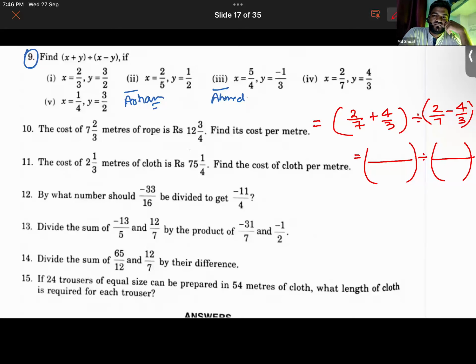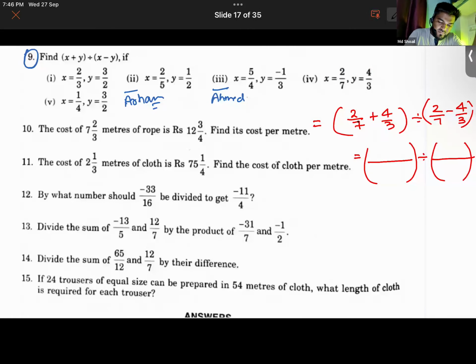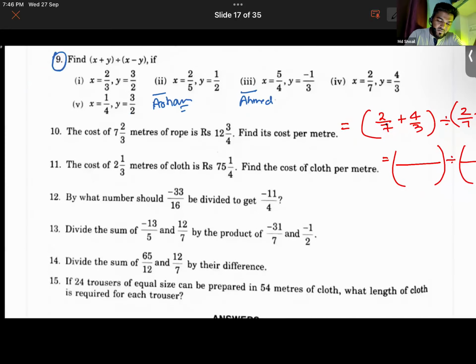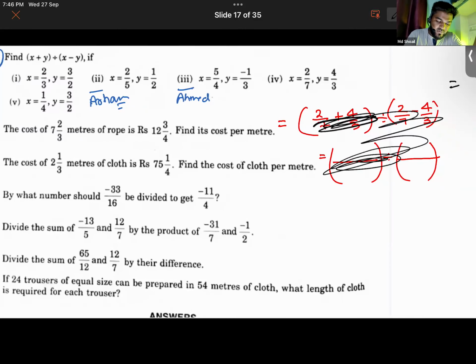Yeah. So 5 upon 2. You are getting how much, Ahmed? 5 upon 2, sir. 5 upon 2 for question number 3. Yes. Question number 9, 3. 3, okay. Okay, 2 upon. All right. You're solving question number 3 right now. Okay. I actually wrote the values of question number 4 here. Okay, let me quickly check that.